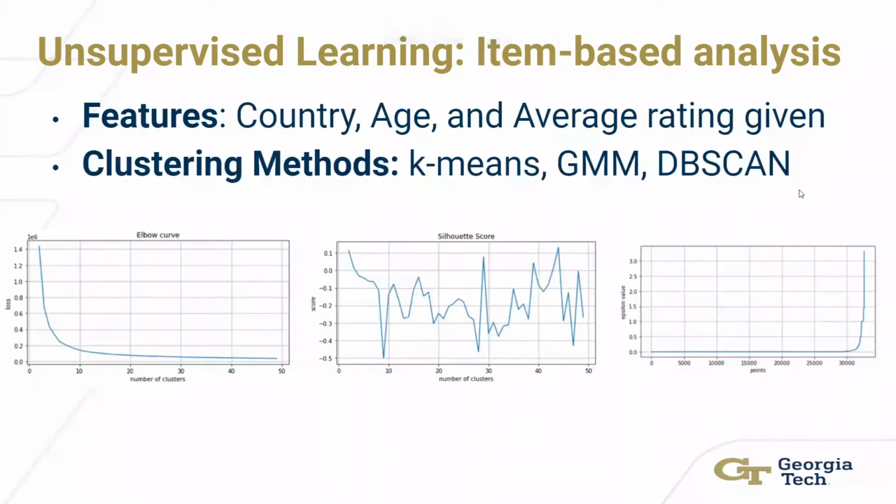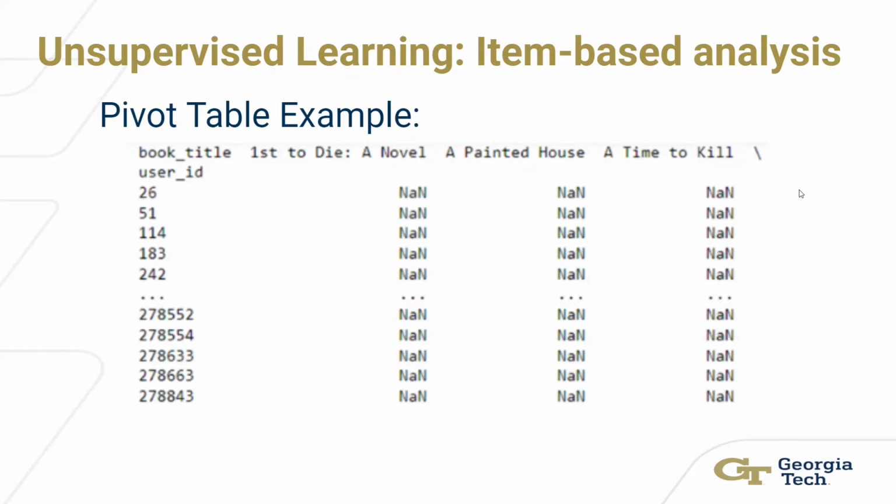For our item-based analysis, we started by clustering users like in our user-based analysis, using age, country, and average rating. We clustered users with k-means, GMM, and DBSCAN. After clustering the users, we created a pivot table of each user's ratings and used this table to calculate the average rating of each book for each of the clusters.